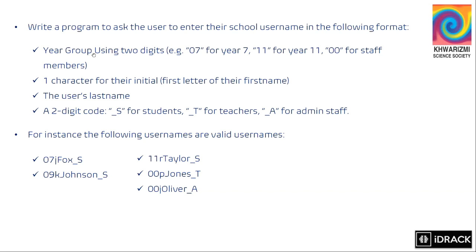The first 2 digits have to be the year group, okay? So even if it's year 7, it has to be 07, okay? So within this format, within this username, the first 2 digits have to represent the year. If it's just a 7, start it with a 0 and it's going to be a 07, or it can be 11 for year 11. And for the staff members, the year is going to be 00, okay?